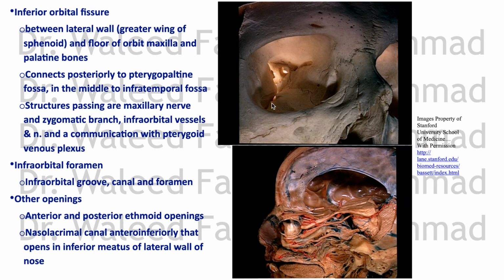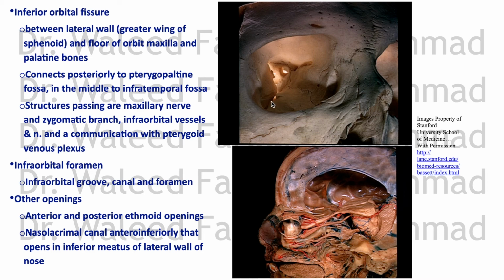Okay, the inferior orbital fissure, still talking about the fissures and foramina, is between the orbital plate of the maxilla and the lateral wall. Structures passing in the inferior orbital fissure are the maxillary nerve, its zygomatic branch, the infraorbital nerve and vessels, okay, and the communication with the pterygoid venous plexus. And remember that we mentioned the inferior orbital fissure when we studied the pterygopalatine fossa, and when we studied the infratemporal fossa.